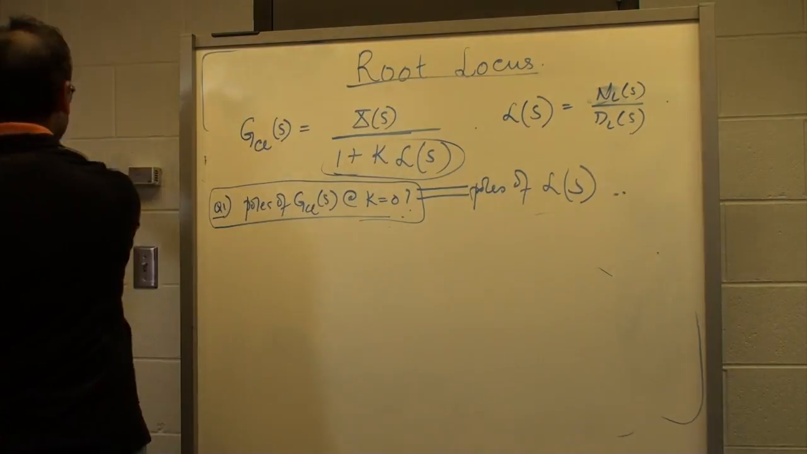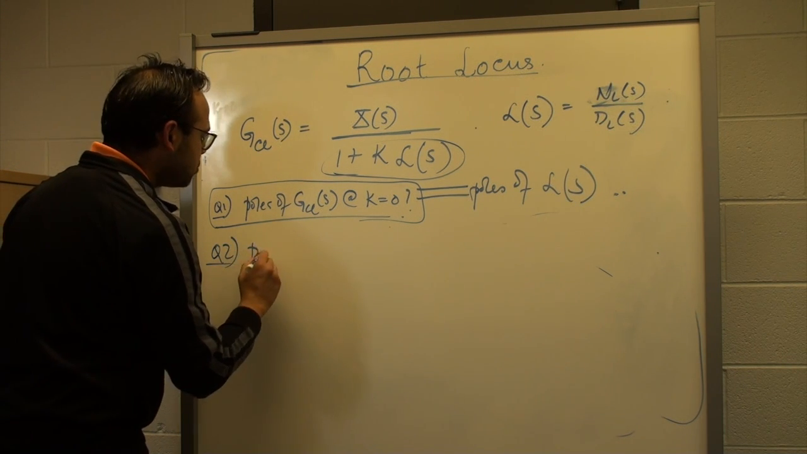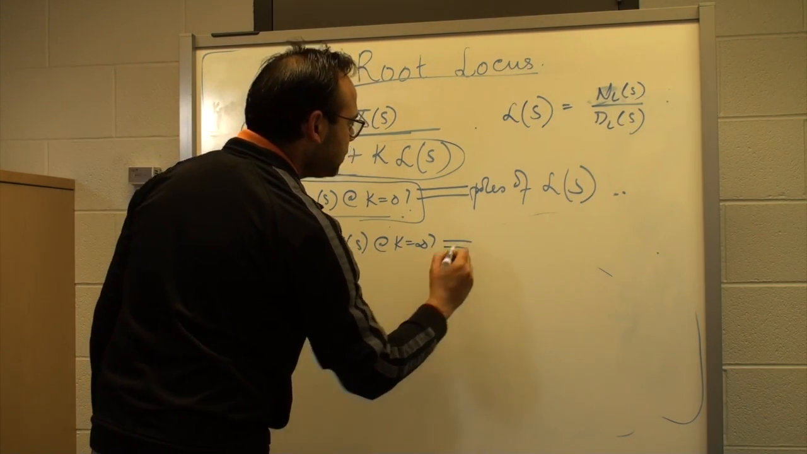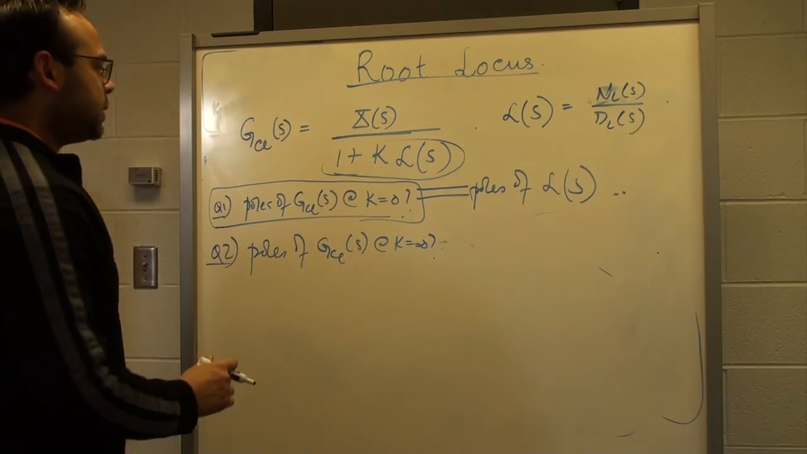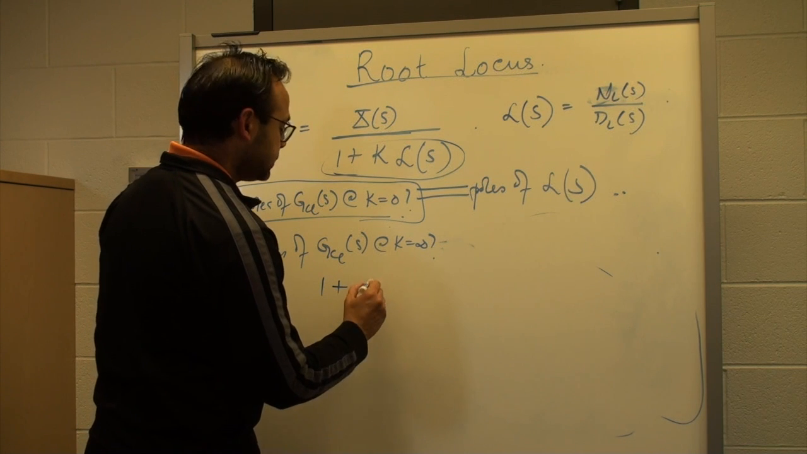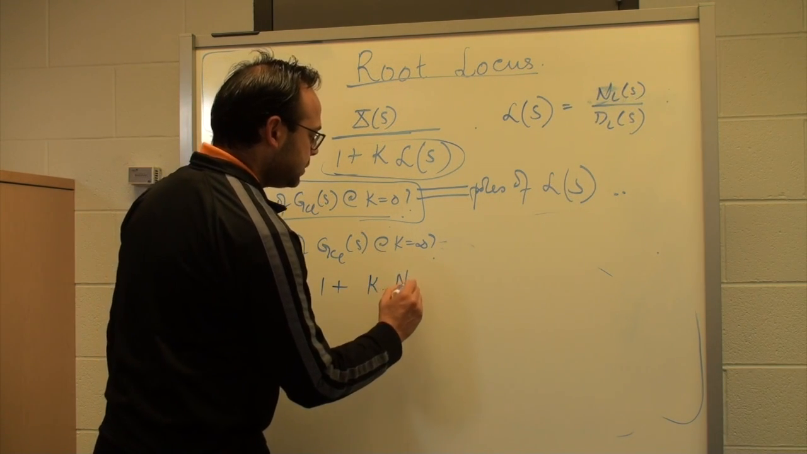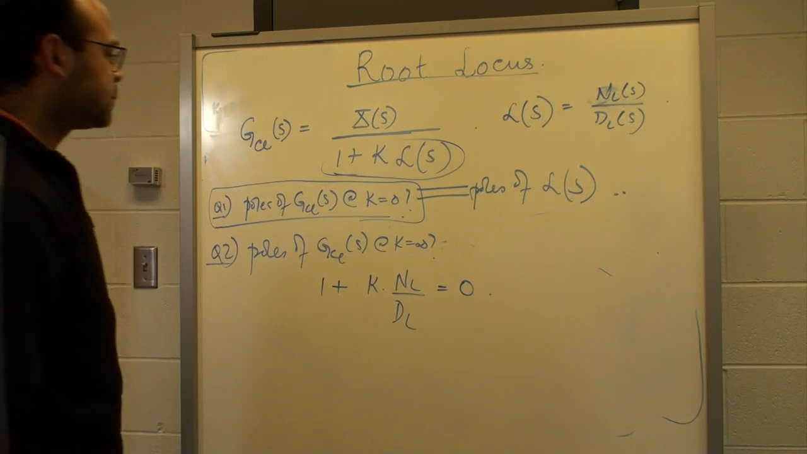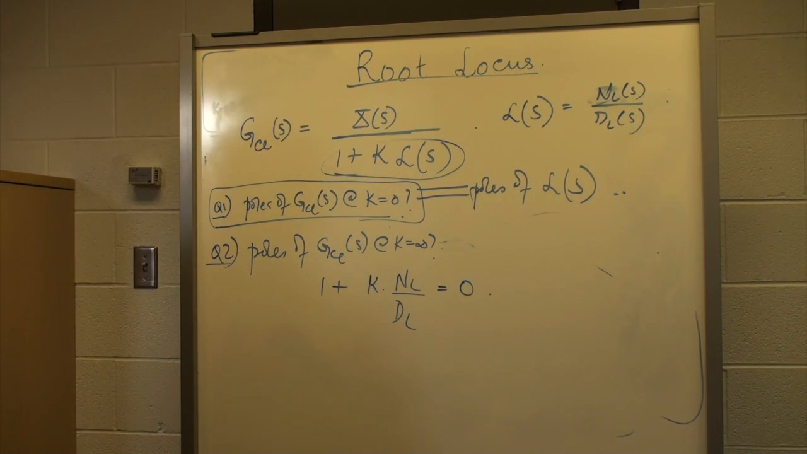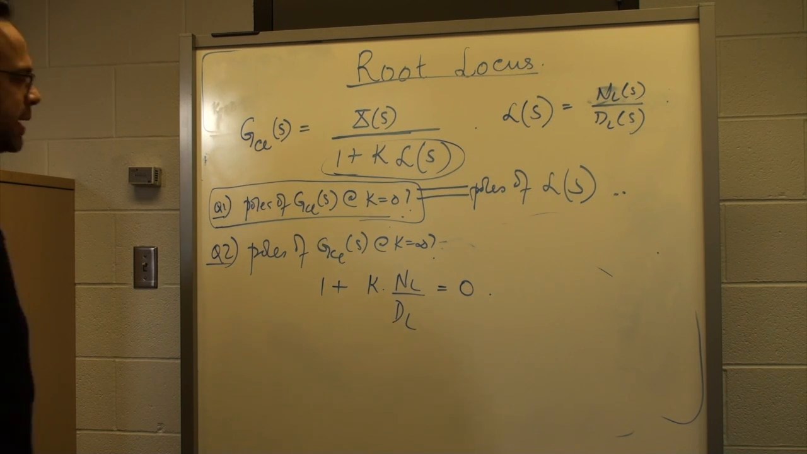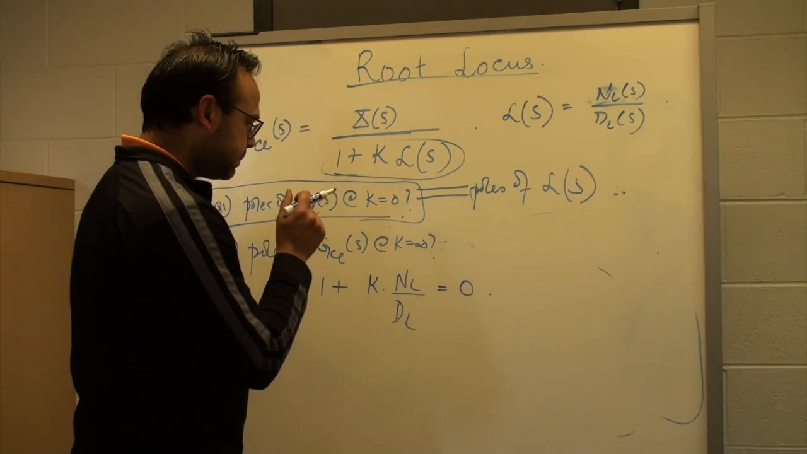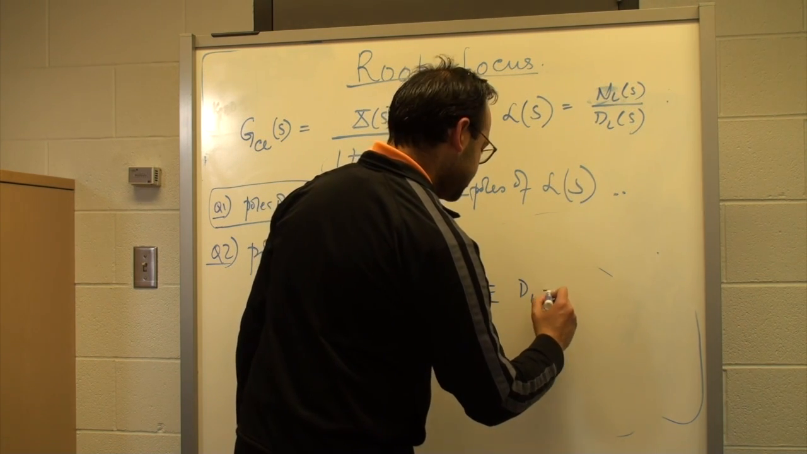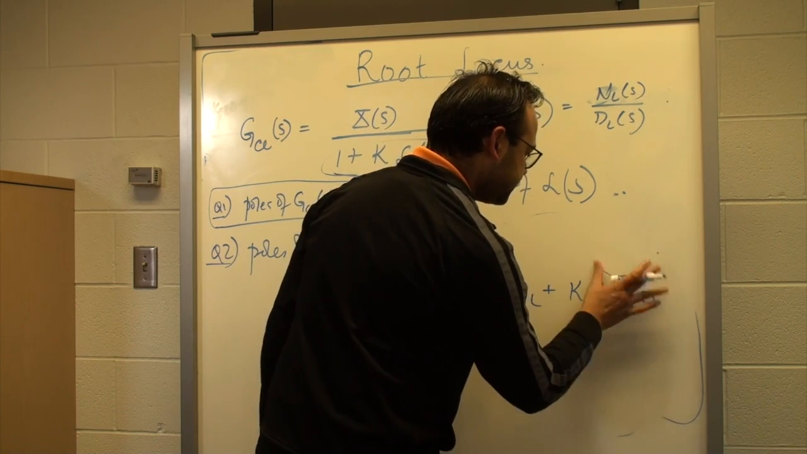Question 2: where are the poles of G_CL at K equal to infinity? Okay, so let's revisit this equation. We have 1 plus K N_L over D_L equal to 0. So when K is infinity, let's multiply by D_L again. This is equivalent to D_L plus K N_L equal to 0.